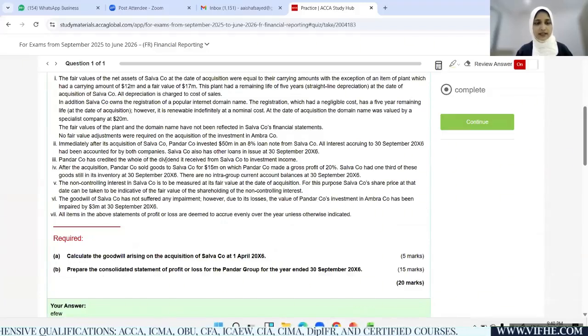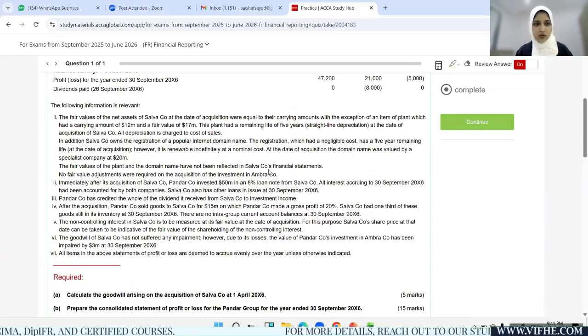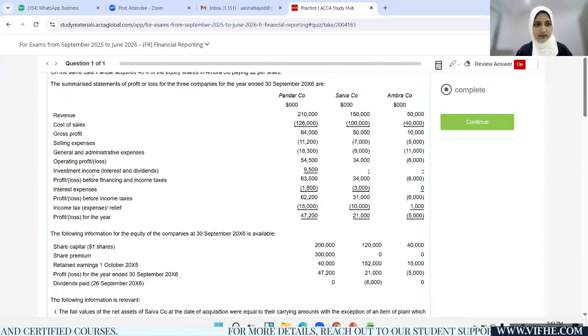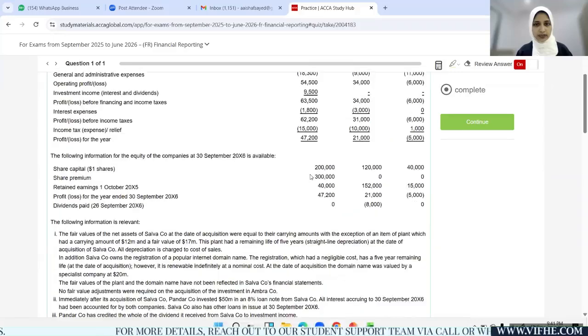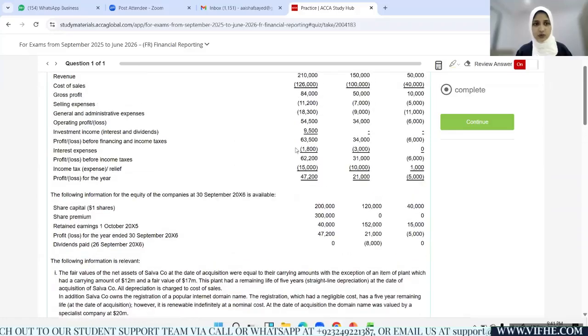Panda Company has credited the whole of the dividend it received from Salva to investment income. If you check the investment income, the 9,500 interest and dividends. So 2 million you have removed for the interest income, and there is investment income from Salva, which is the dividend income. Can you all think and tell me, should it sit in the investment income of consolidated? Should it sit?